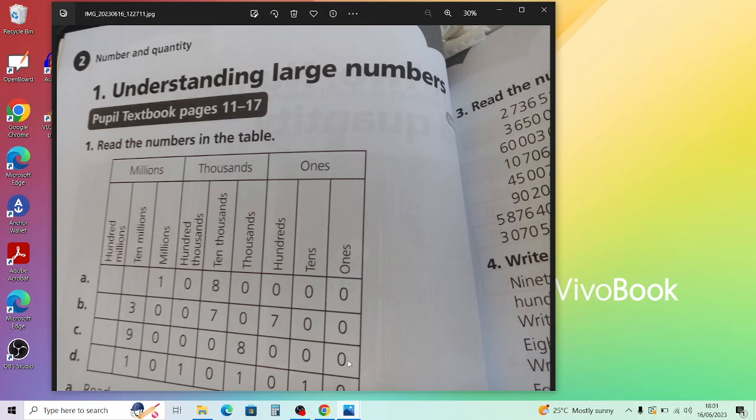Then question 3, read the following numbers. Again, there's a gap between them, so it should be fairly straightforward. Let's do a few of them. 60,000, 60 million, 3,000, and the other one, okay, it looks like it's gone past. It looks like it's gone to 3,070,504,900. That's what it looks like. So they've got billions in there as well.